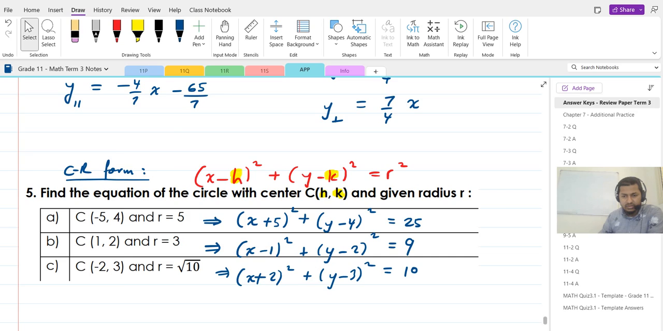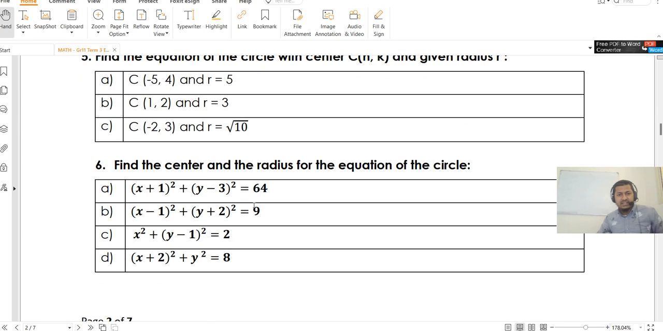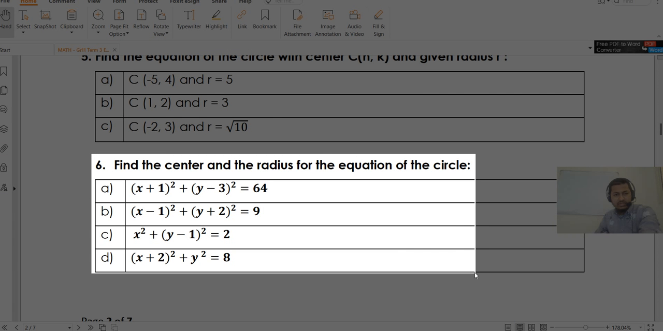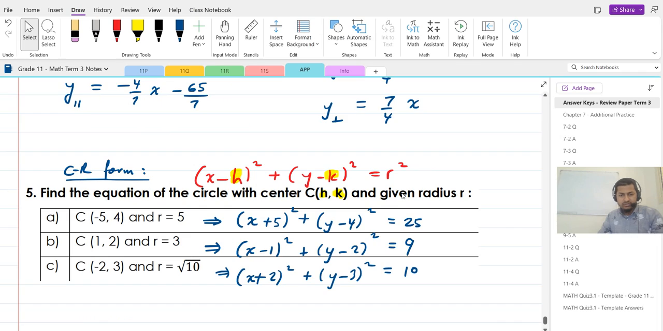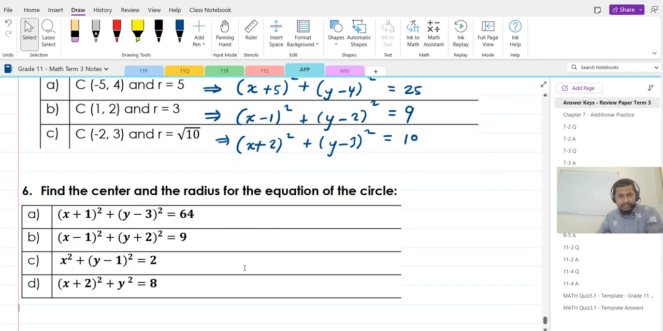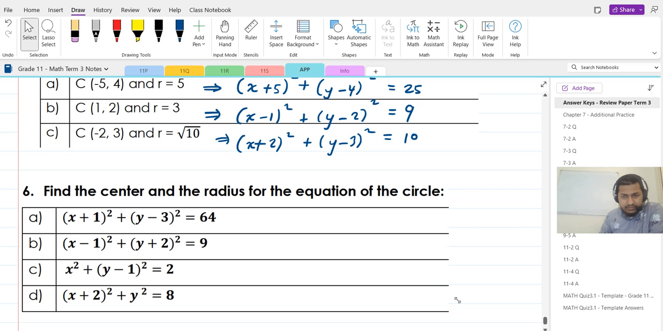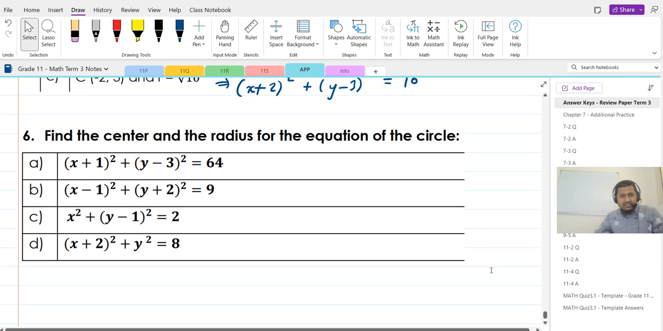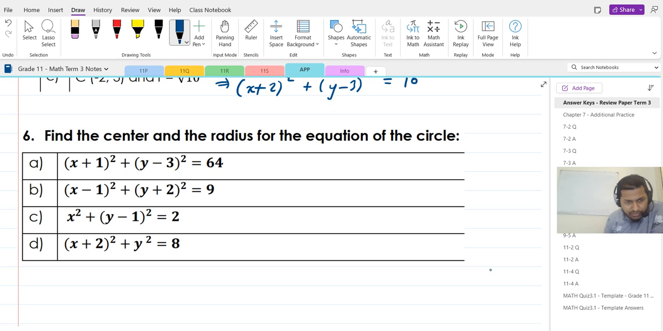Next problem, number 6. Find the center and the radius for the equation of the circle. That's quite simple because we already know what to do. Just take opposite signs and put it here, right? The center and the radius. So to find the center, it's going to be opposite sign, opposite sign. So the center is (negative 1, 3), and the radius is square root of 64, which is 8.